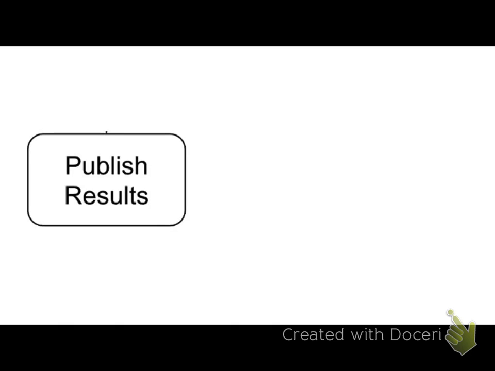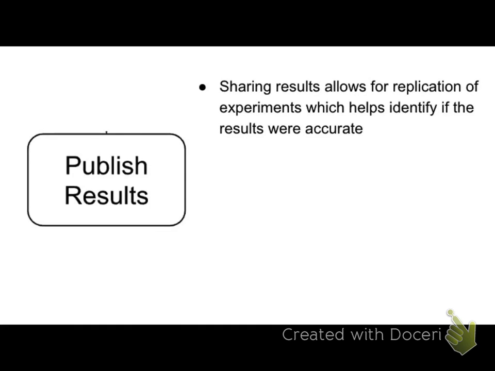And then the last step is to publish your results. The reason for publishing your results goes back to that testing phase, because we want other people to be able to read about our experiment, gain that information, and then duplicate it and check us. Science relies heavily on peer review, so we want other people to come to the same conclusions, because you never know what happened in your experiment that went wrong, right?